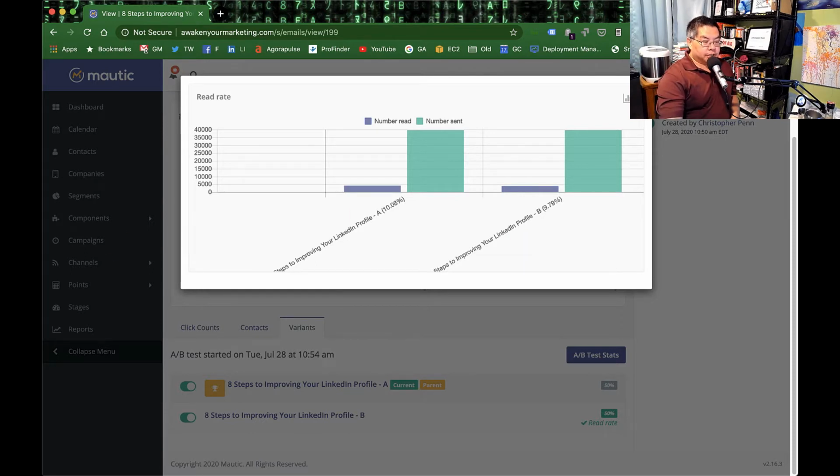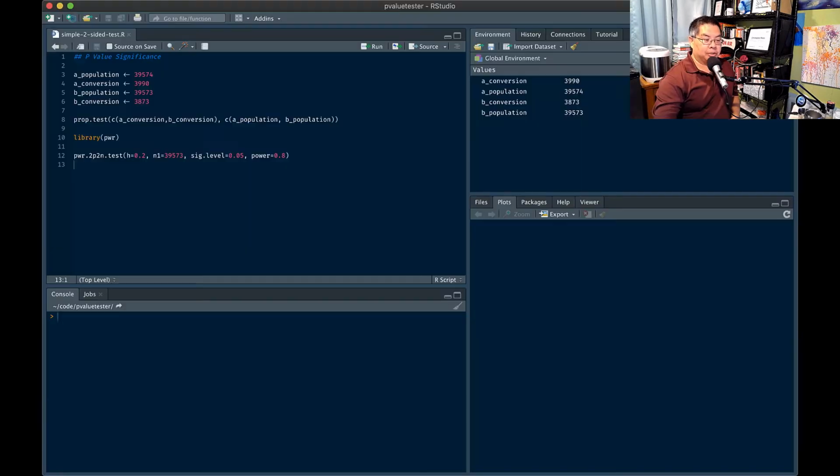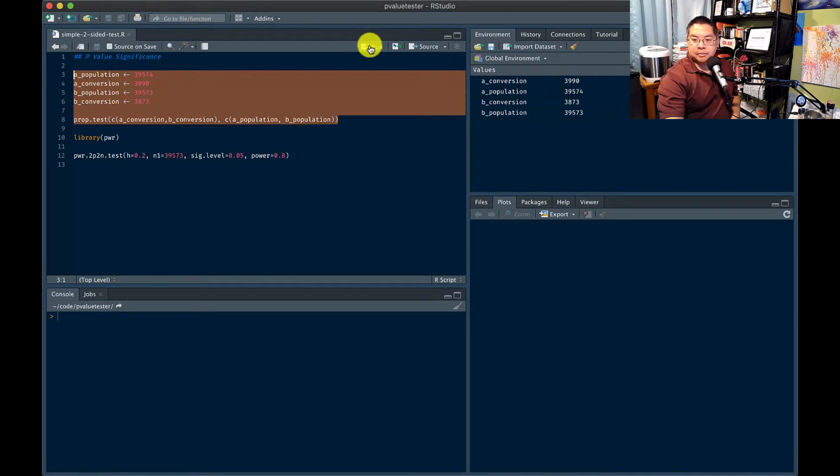To do this, there are a number of different ways that you can tackle this in every math and stats program available. I'm going to use the programming language R here. Again, there's even web calculators for some of this stuff. I just like to do it in R because it's super compact. I have my A population, which is the number of people sent it to, and the number of opens that A got. I got my B population here and the conversions, and I'm going to run that proportion test.